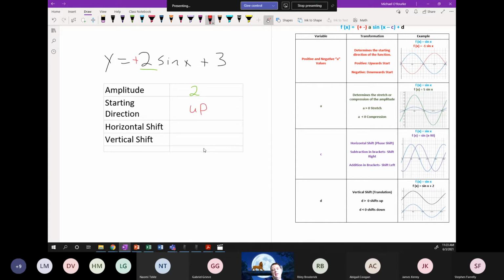Come on, don't let Haley do everything. Or Haley, I guess, gets to do everything today. No horizontal shift. We don't have a C value in the bracket, so there's nothing there. Then lastly, the vertical shift is... Haley, finish her off. Haley, vertical shift is +3.